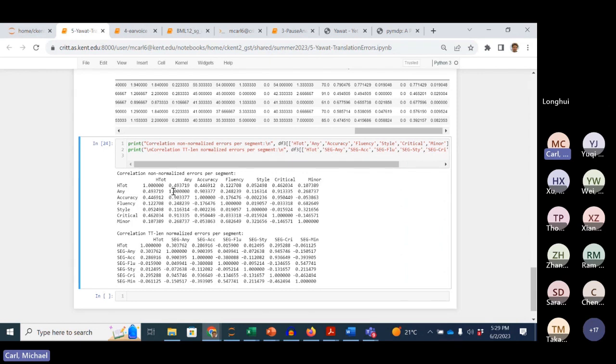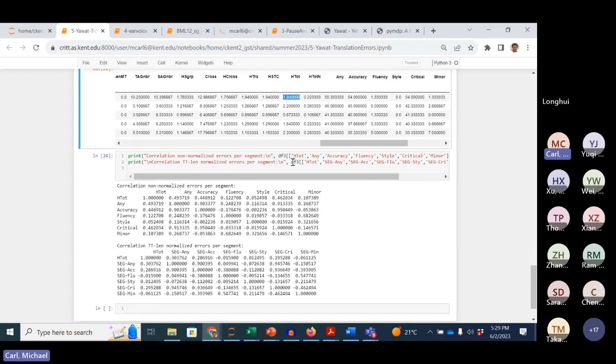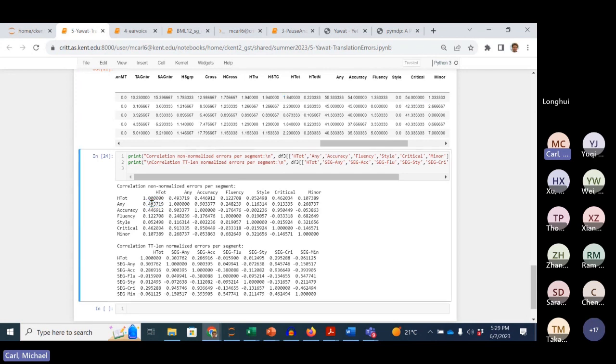And the interesting thing that we didn't talk about was the correlation with the entropy measure. This HTOT value here, which is this guy here, is the average word translation entropy of the translation. So that is the translation entropy Yusheng talked about, and this is the average. We can see here that the accuracy and the critical errors correlate with the entropy value more than the fluency and the style errors. And this is the case even in the normalized version, to a lesser extent. But still, it's a weak correlation between the entropy values and the accuracy and critical errors, with almost no correlation for the style and fluency errors, right?